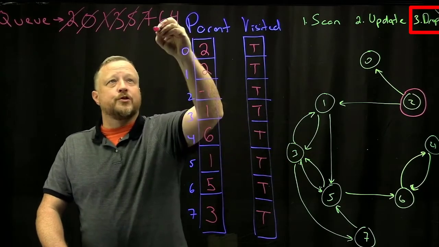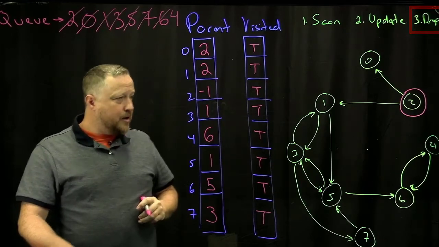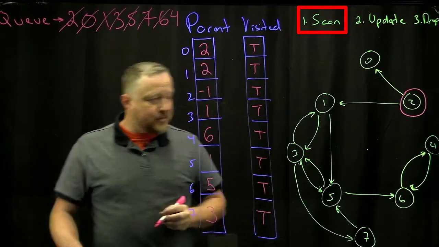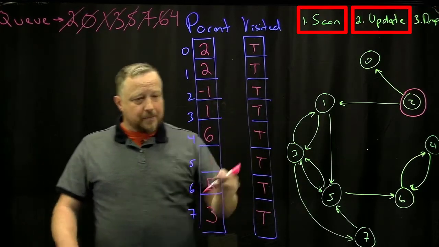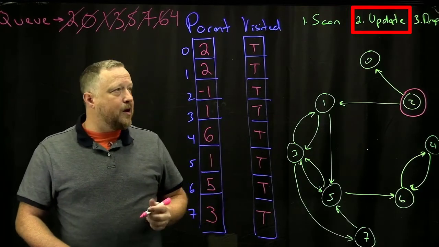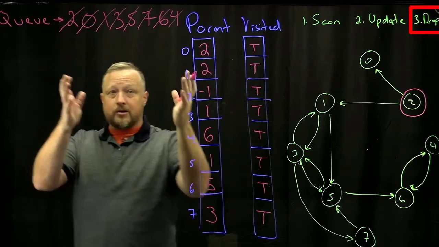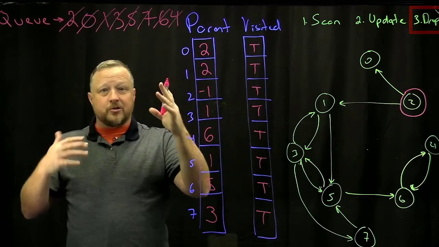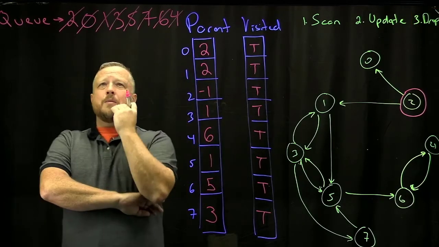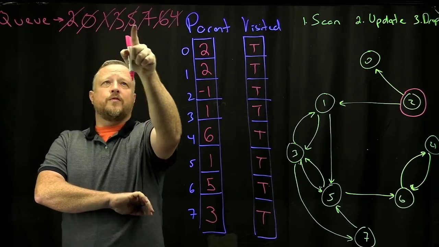There's no other options for 6, so now we go back to scan. 4 is only connected to 6. Can we do an update? Nope, 6 has already been taken care of. So then we go ahead and drop, and we're done with the queue. So again, notice we didn't add anything else to the queue, so we're done. So was there any numbers that I missed? 1, 2, 3, 4, 5, 6, 7, 8.